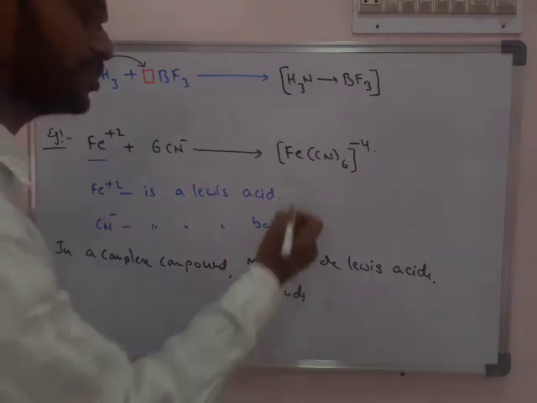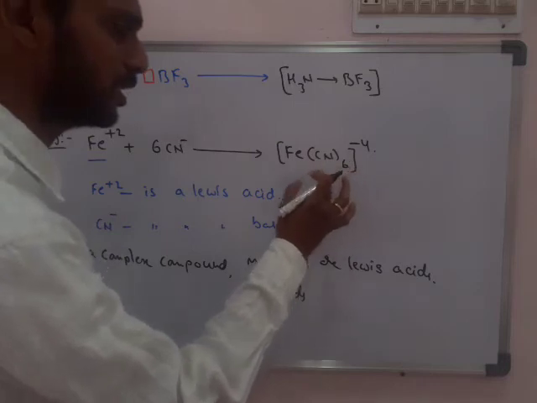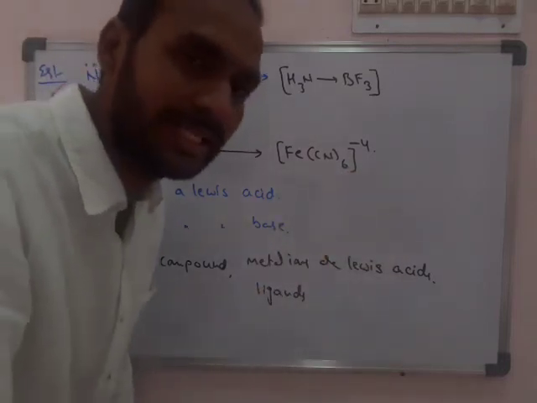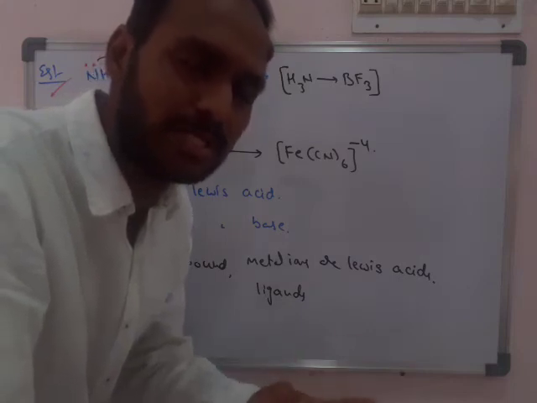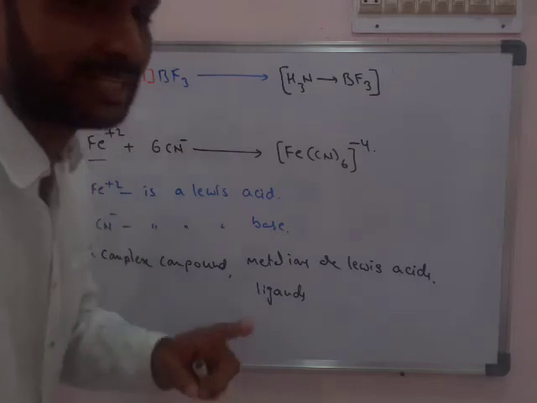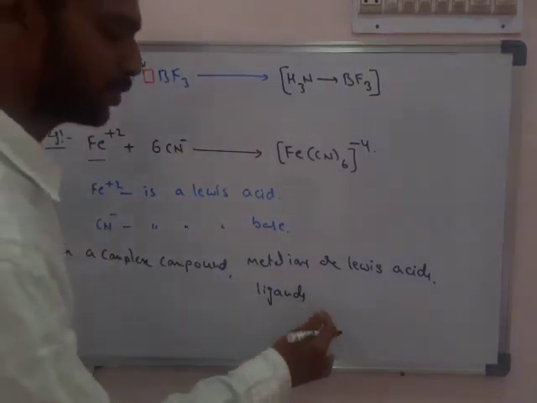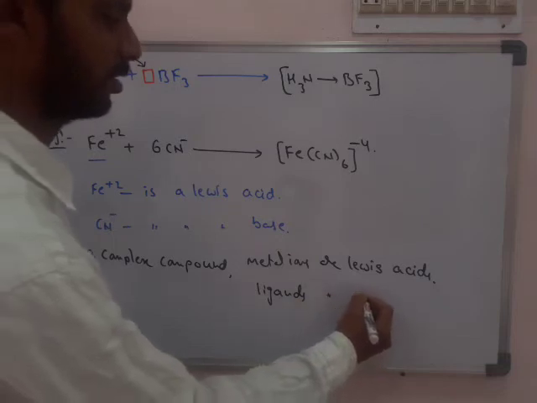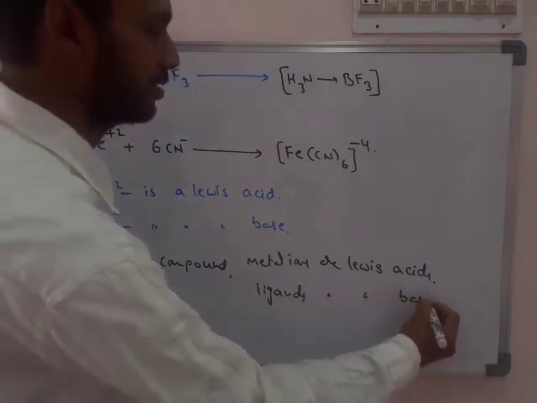Ligands are the other ions attached to the metal in the complex. I don't think that ligands are always negative. They may be positive, they may be negative, they may be neutral, but they are ready to donate at least 1 electron pair. Some donate more than 1 electron pair also. Ligands are Lewis bases.